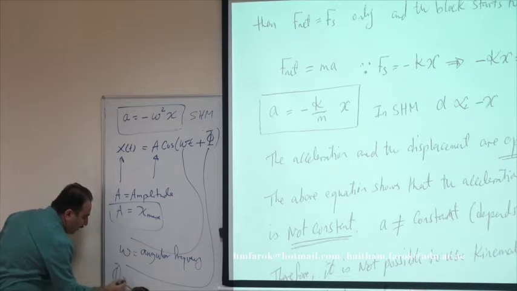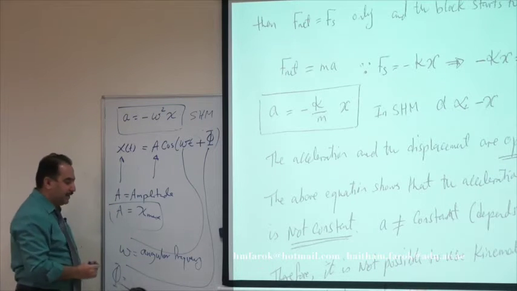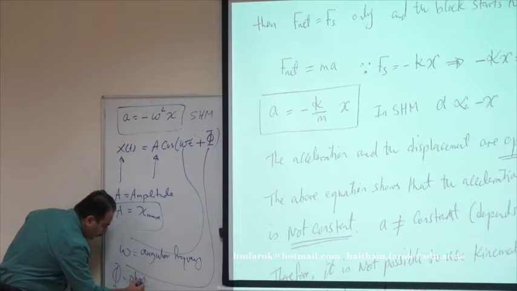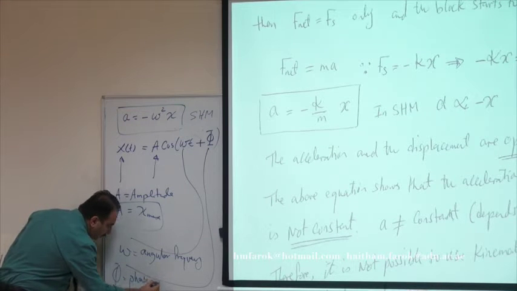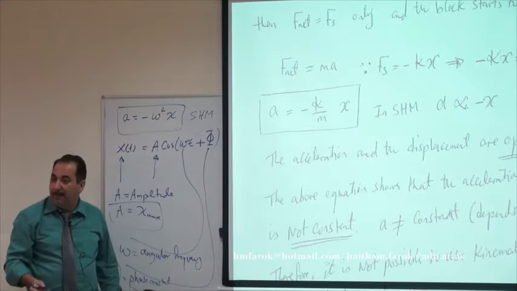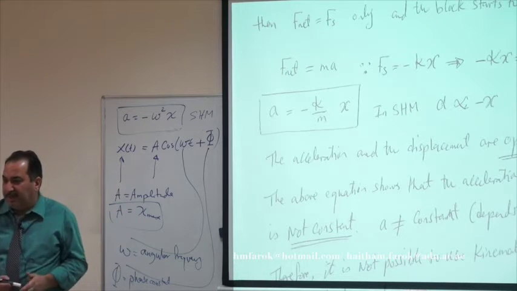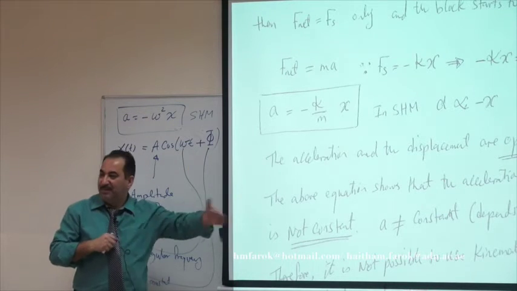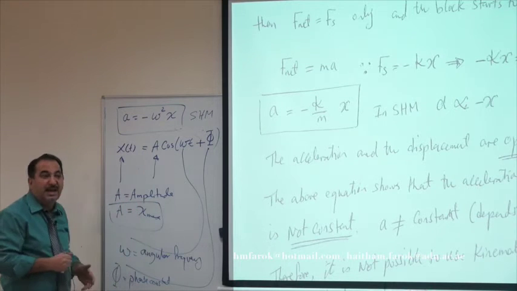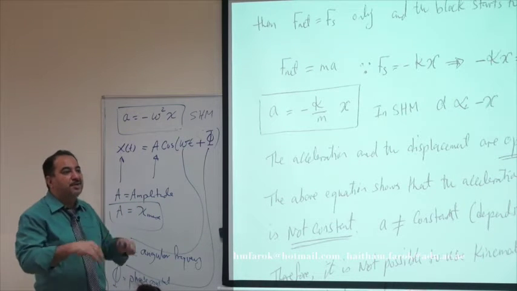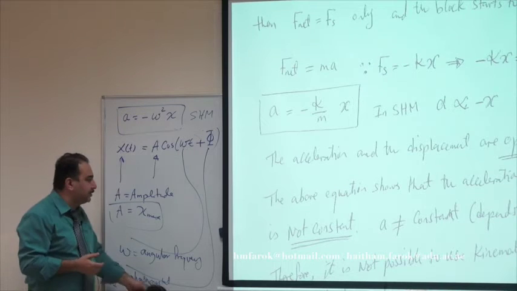The last one is the phi. What shall I call the phi? We call it the phase constant. Phase constant. It's a constant. Remember, I said it's the shift in the function. It's an angle. Initial phase angle or initial phase constant.